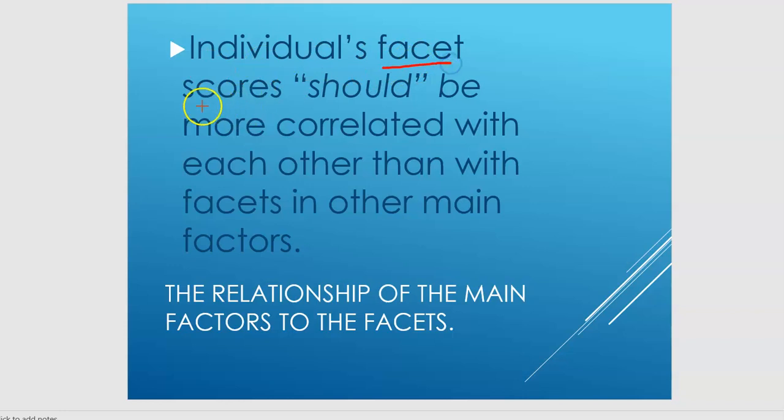The way it ought to work is that facet scores for any given person should be more correlated with each other than with facets in the other main factors. And not only should they be correlated to the other facet scores in that factor, they should be highly correlated to the overall factor score. That doesn't always work out as cleanly as you would expect, but for the most part, it does.